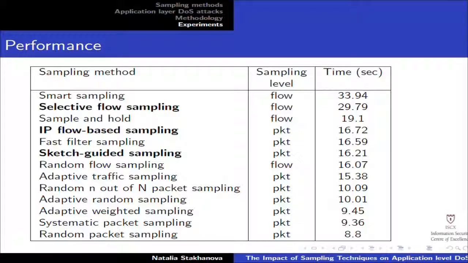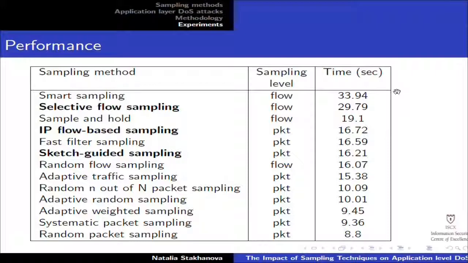Now, granted, when we talk about the CPU utilization, of course, it depends on what kind of data structures you employ, how exactly you implement the algorithm, what kind of system you run it on. True. Now, don't look at these numbers as absolute values. Look at them in relation to each other. This will give you some sense of how different the CPU utilization requirements are. And as you can see, the selective flow sampling is very demanding.